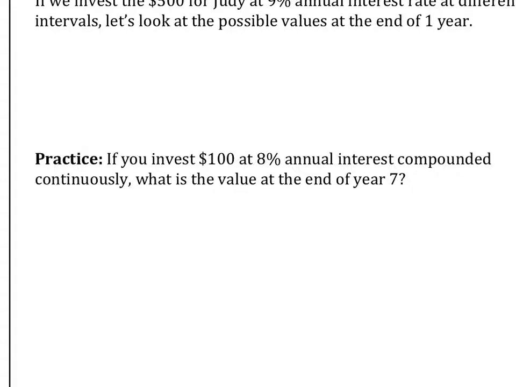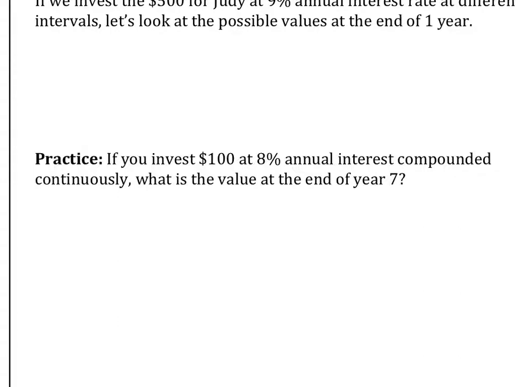P is principal. E is the number E. 2.718. Remember the natural log with the base E, that E. I thought it was like a variable. No. E is taken. You cannot use E for pretty much anything besides that number.